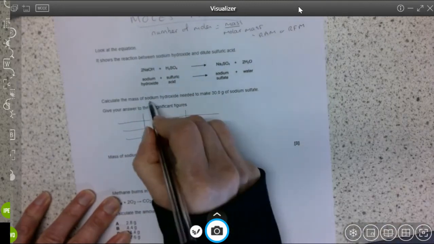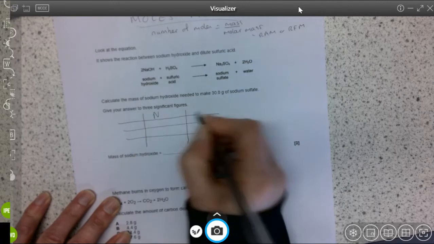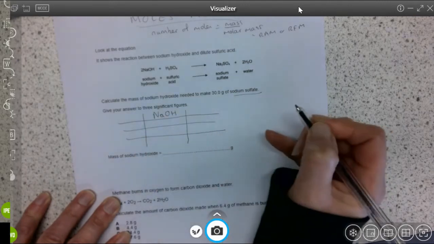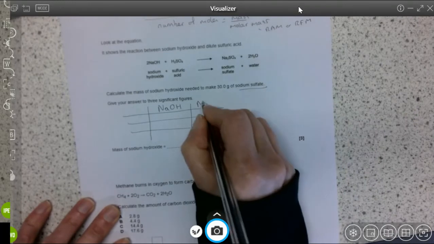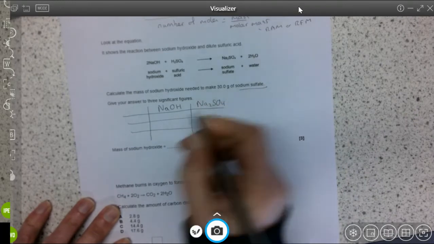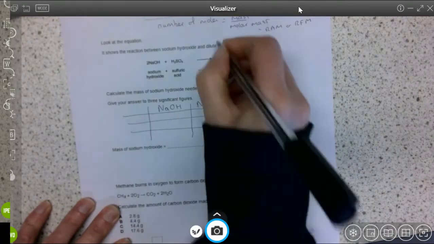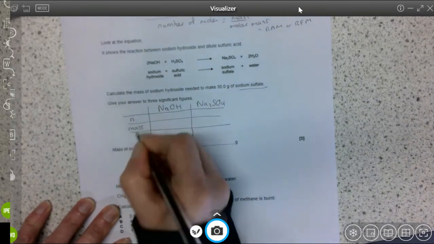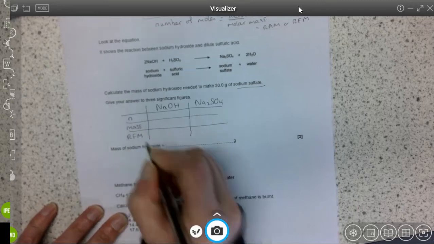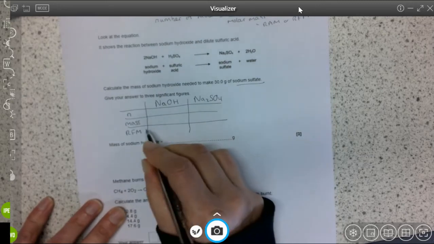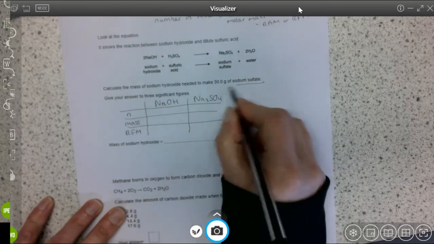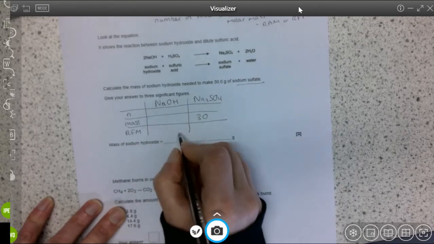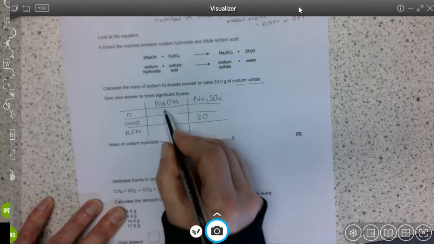So I want to calculate the mass of sodium hydroxide, so I'm going to write that at the top of that column. And then the other chemical I'm interested in is sodium sulfate, so I'm going to write that formula in. In this equation, there are three terms: N, which is the number of moles, the mass, and the relative formula mass. So I'm going to write in what I've got from the question. I want to make 30 grams of sodium sulfate, so I know the mass there, and I can work out the relative formula mass of sodium hydroxide and sodium sulfate.